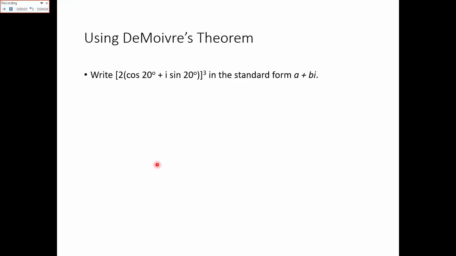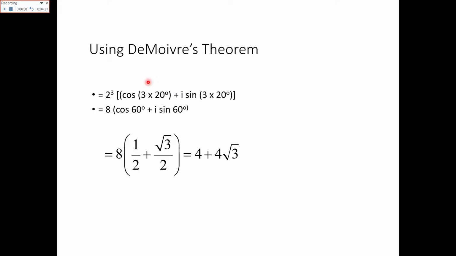Now using De Moivre's theorem, write 2 times (cos 20 degrees plus iota sine 20 degrees) raised to power 3 in the standard form a plus bi. Now we will use De Moivre's theorem. Here the value of n is 3, r is 2 and theta is 20 degrees.